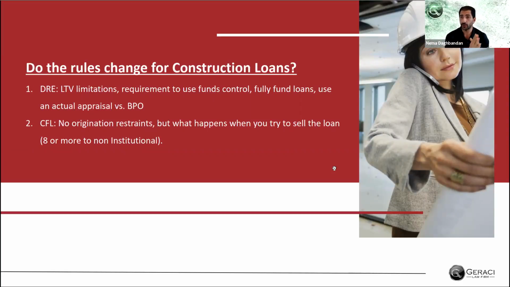If the loan is arranged by a licensed real estate broker, there are a series of very painful rules to follow, which cause lots and lots of heartburn. I've identified a few of them here. There are certain loan to value limitations. You must use a funds control. The loan has to be fully funded. You have to use an actual appraiser. You can't use a BPO or some other valuation. It's just a series of rules on this issue, and they tend to be fairly painful.